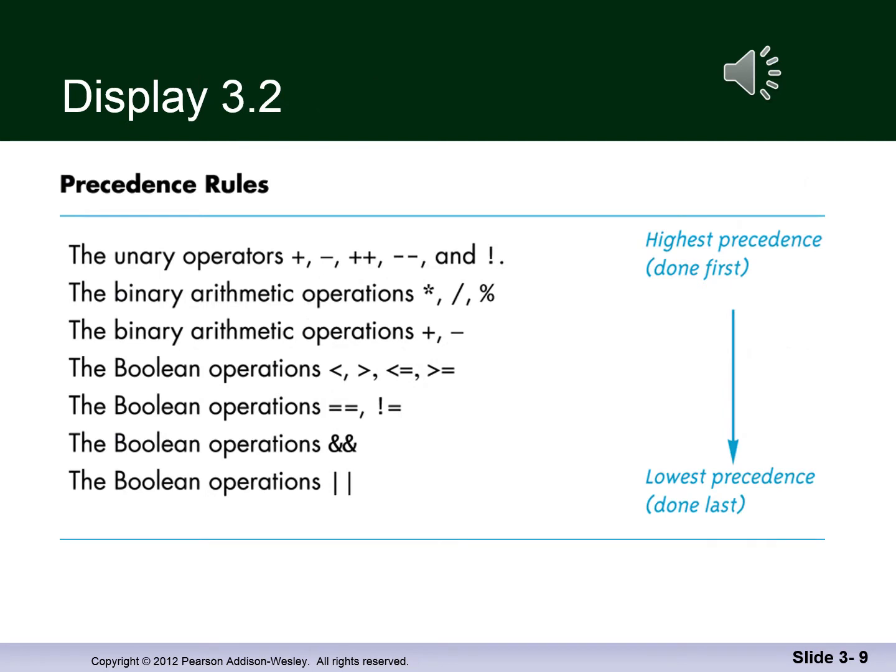Here in display 3.2, we further review the precedence rules. The unary operators, which are plus, minus, plus plus, minus minus, and not, have the highest order of precedence, all the way down to the Boolean operation or. I'm not going to read them in order, but this is a really good slide for you to save or bookmark, however you do it in this electronic world. But this is very valuable.